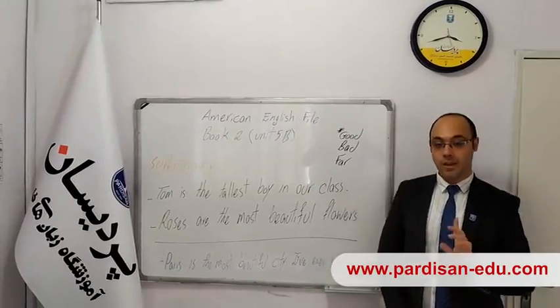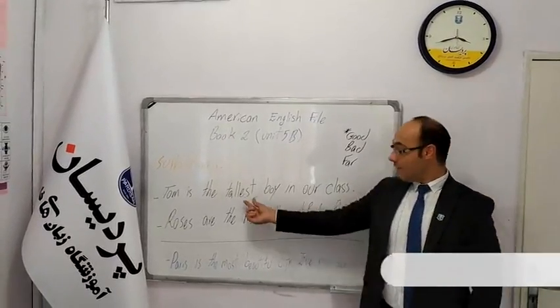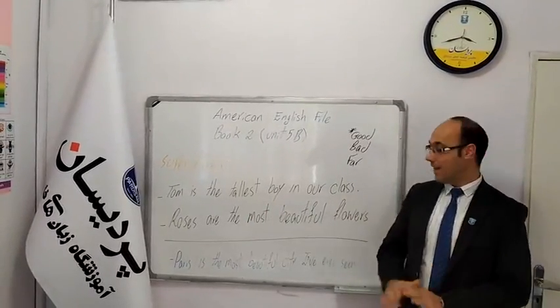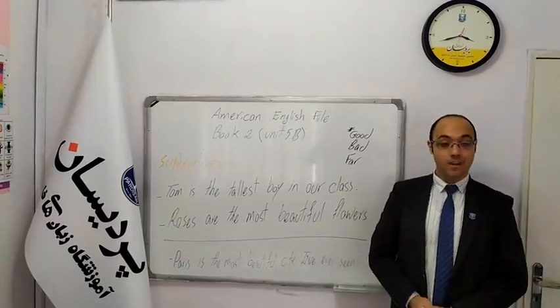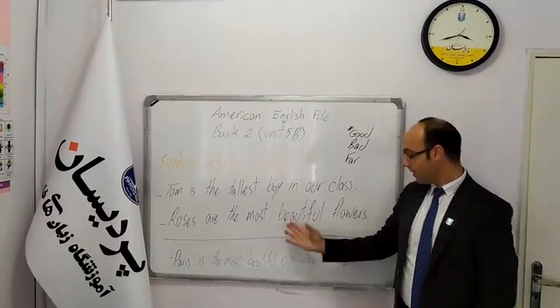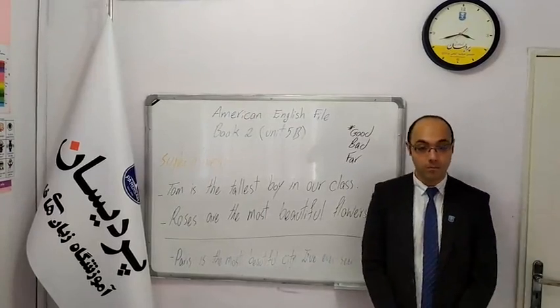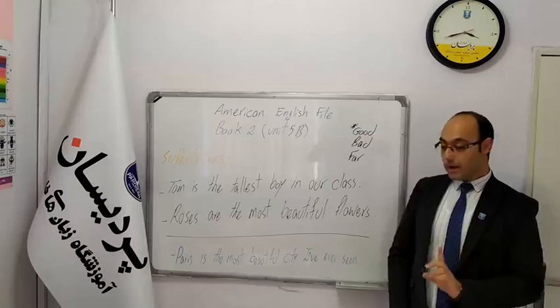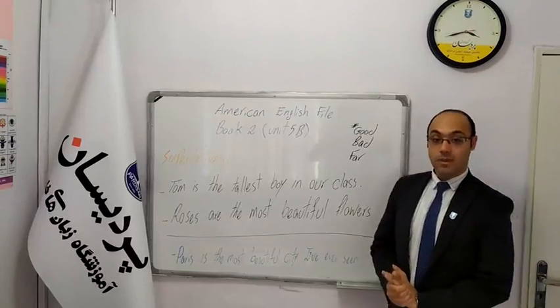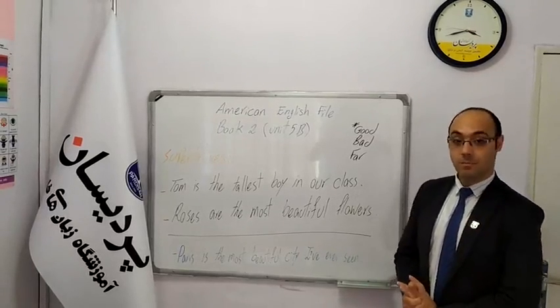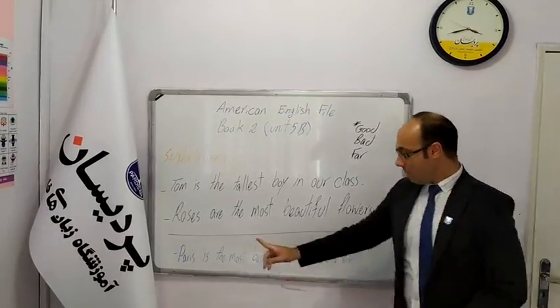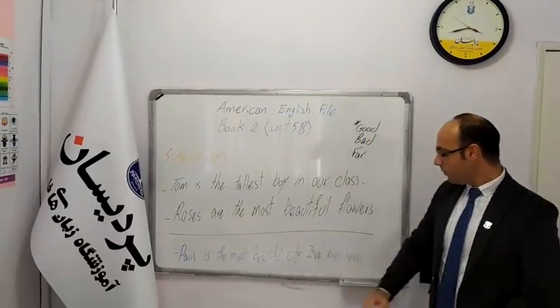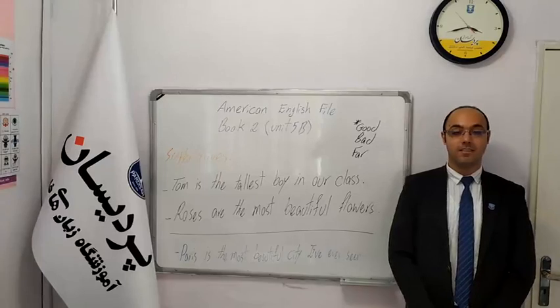Another point is that, like comparatives, if our adjective has 1 syllable, we add est, and if our adjective has more than 2 syllables, for example, beautiful, expensive, or important, we add the most or the least. And final point is that sometimes we can use superlatives with present perfect. For example, Paris is the most beautiful city I've ever seen.